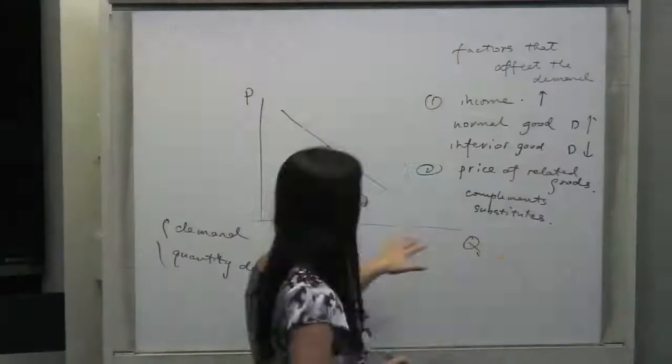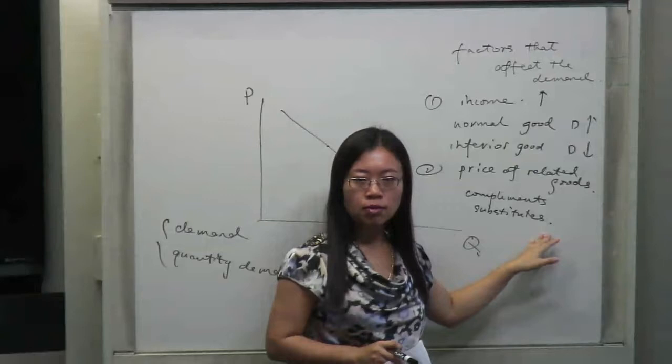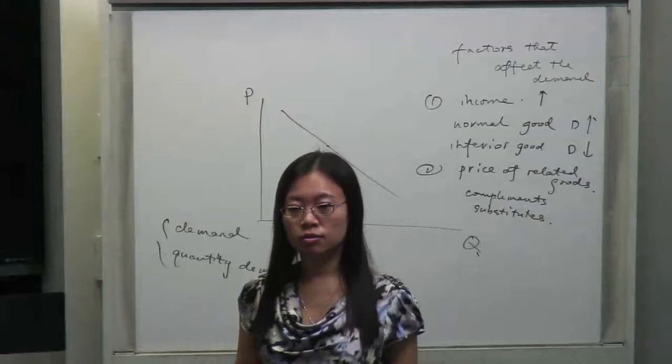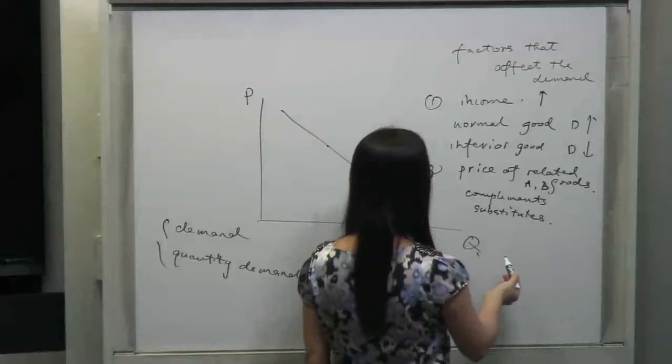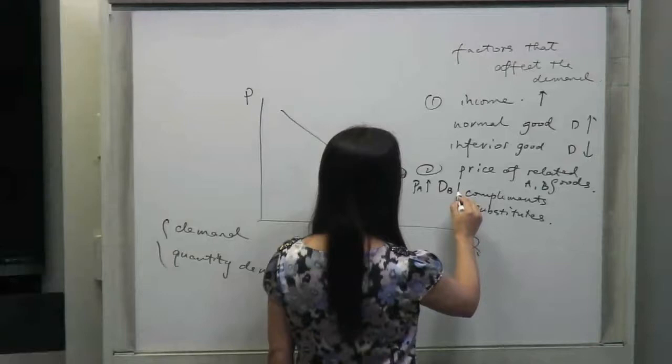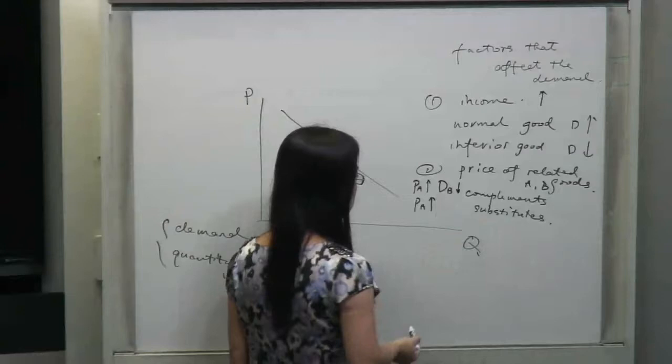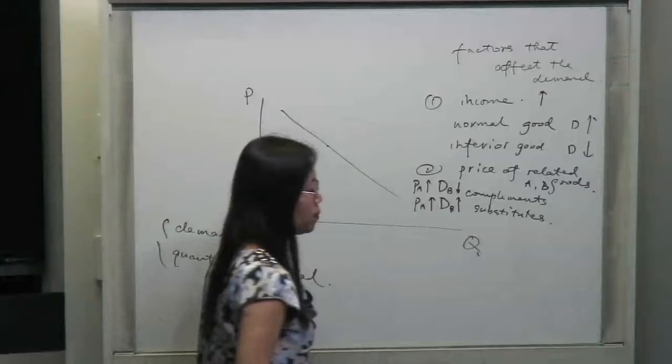Okay. And if two goods are substitutes, and one good's price goes up, what's going to happen to the other good's demand? It's going to go up. So what I'm going to do here is use A to represent one good, and B to represent the other good. If two goods are complements, when PA goes up, the demand for good B is going to go down. And if they are substitutes, if the price of A goes up, the demand of good B is going to go up as well. This is the second important factor we learned.